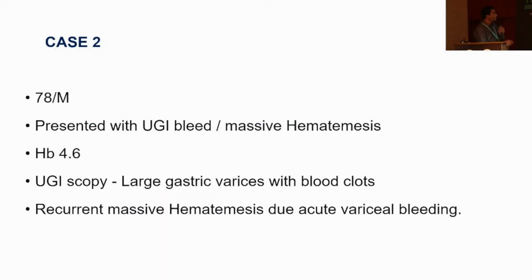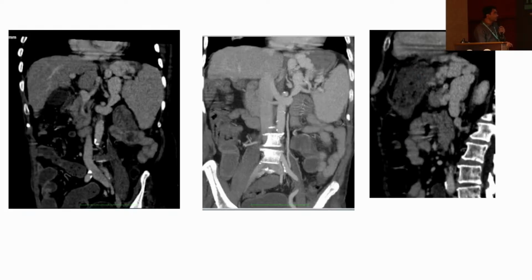So, case 2: a 78-year-old elderly male presented late evening around 7 o'clock to the hospital with massive upper GI bleed. Hemoglobin was 4.6. Upper GI scope showed large gastric varices with blood clot. So this was the planning CT which we did for this patient. This is the gastrorenal shunt. This is the left renal vein.